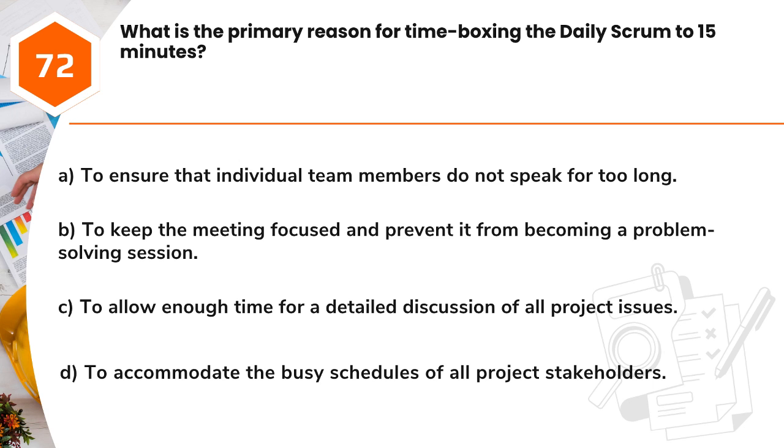Question 72. What is the primary reason for timeboxing the daily Scrum to 15 minutes? A. To ensure that individual team members do not speak for too long. B. To keep the meeting focused and prevent it from becoming a problem-solving session. C. To allow enough time for a detailed discussion of all project issues. D. To accommodate the busy schedules of all project stakeholders.